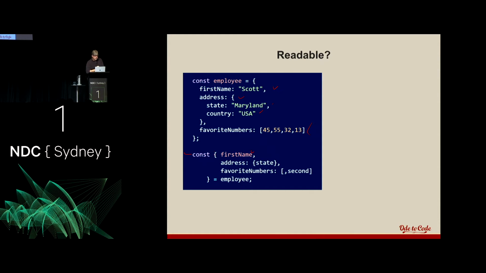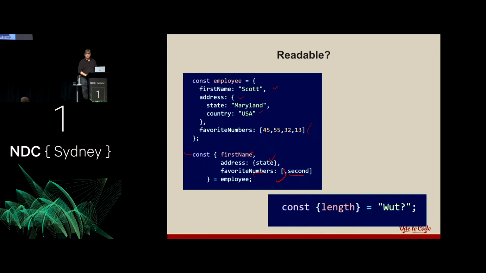I'm trying to pull out the first name property. Fine, that'll be equal to Scott. This is defining a state variable. It's going to drill into the address of the employee and pull out the state of Maryland. And this little quirky expression here is saying go into favorite numbers, skip the first element of the array, pull out the second one. That would be a 55. So now I have three new variables, first name, state, and second. And they would be equal to Scott, Maryland, and 55. That's a little bit odd until you're used to it. But it gets better or weirder, depending on how you think about it. What's this produce?